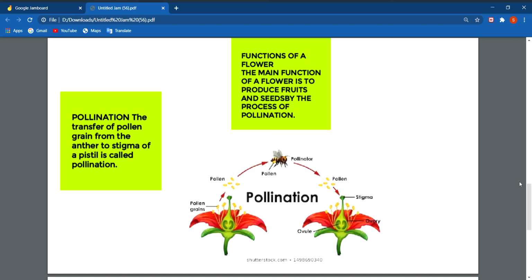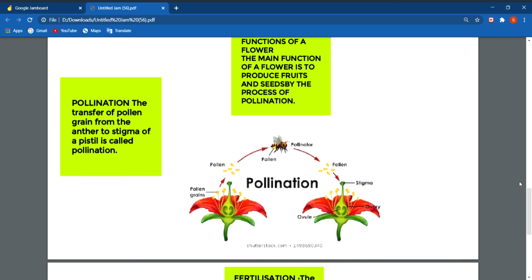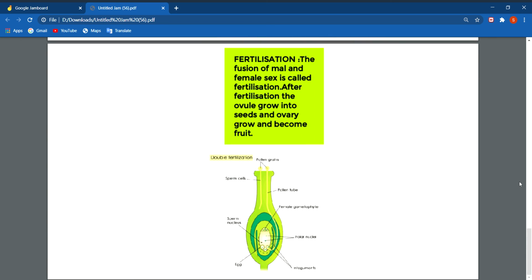The other parts of the flower dry up and fall off. Under suitable conditions, the availability of water, air and warmth, a seed germinates and forms a baby plant. This is how a baby plant is formed.